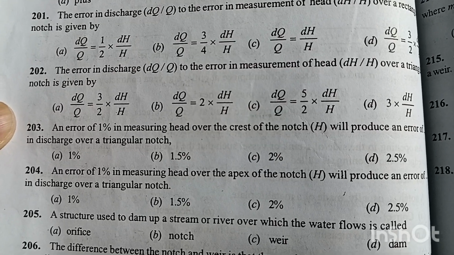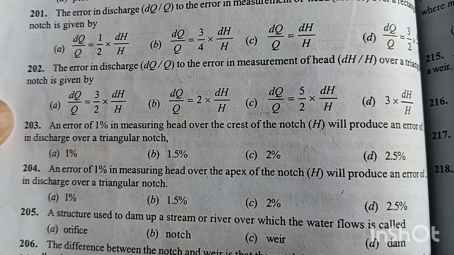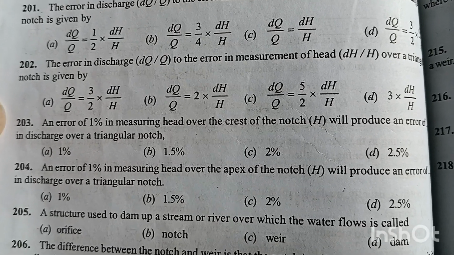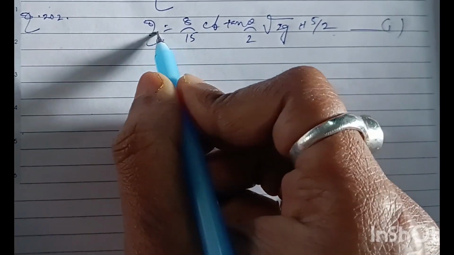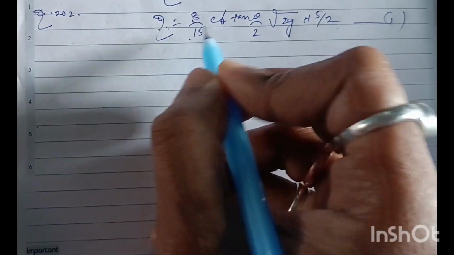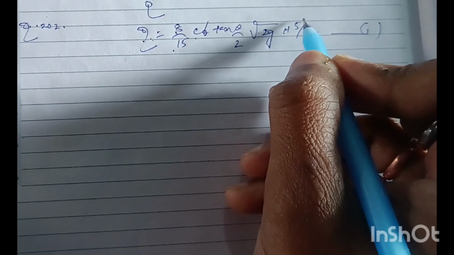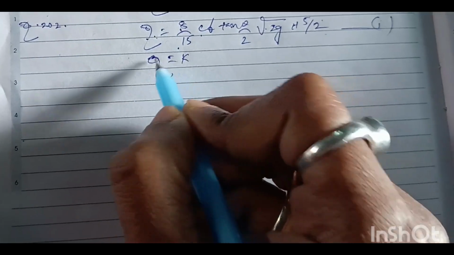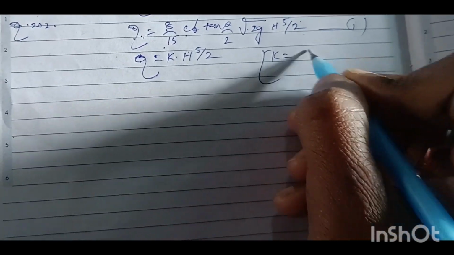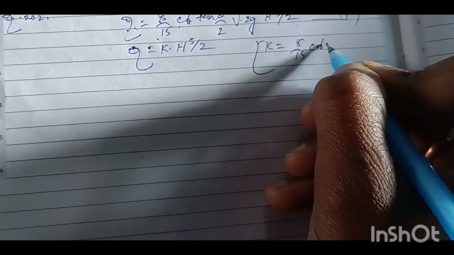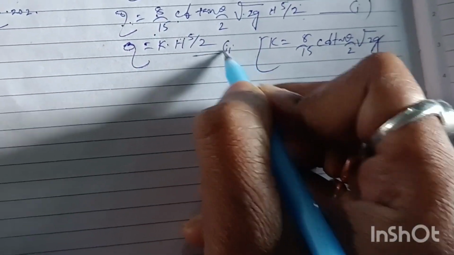Question number 202. The error in the discharge dQ by Q to the error in the measurement of head dH by H over a triangular notch is given by. This is the fundamental equation. The discharge over a triangular notch Q equal to 8 by 15 into Cd into tan theta by 2 into root over 2g into H to the power 5 by 2. Okay, we can write Q equal to K into H to the power 5 by 2, where K equal to 8 by 15 Cd tan theta by 2 into root over 2g. This is equation number 2.